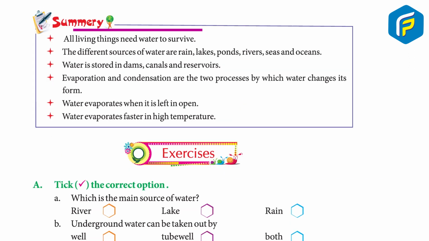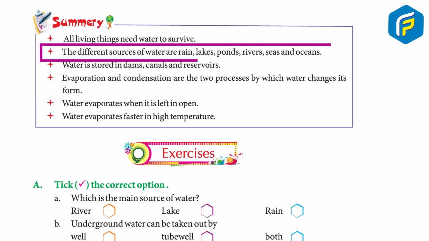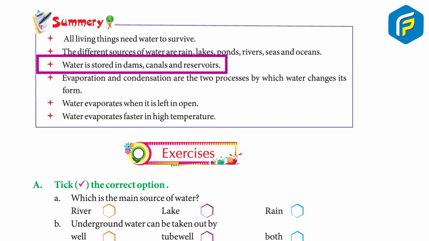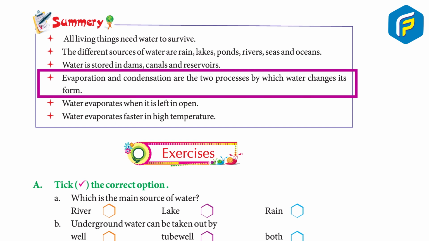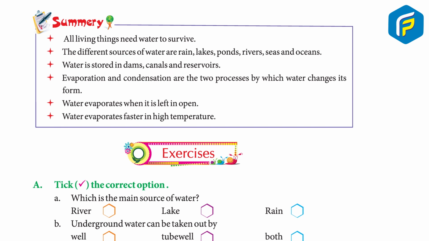Summary. All living things need water to survive. The different sources of water are rain, lakes, ponds, rivers, seas and oceans. Water is stored in dams, canals and reservoirs. Evaporation and condensation are the 2 processes by which water changes its form. Water evaporates faster when it is left in open. Water evaporates faster in high temperature.